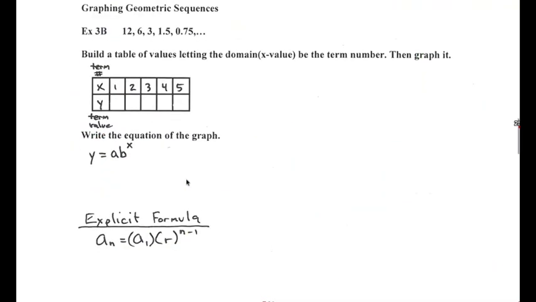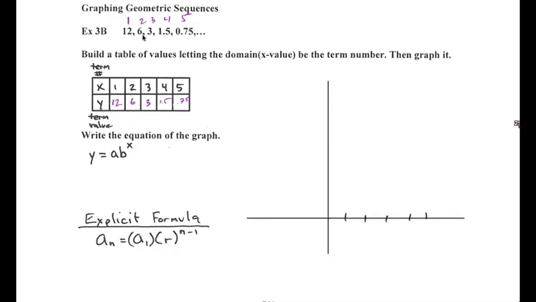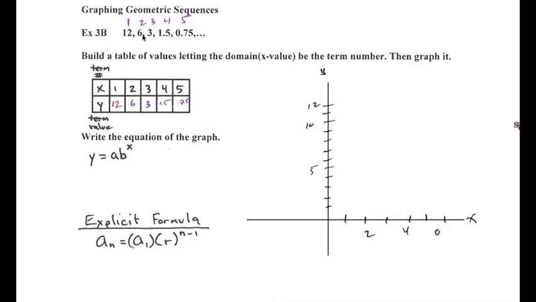Let's do another one real quick, now that we kind of get the concept. Here, this is our first term, second, third, fourth, fifth. We'll start with 12. Then we go 6, 3, 1.5, and 0.75. I'm going to graph it just real quickly. Let's plot these points. 1, 12, right there. 2, 6. 3, 3. 4, 1.5. 5, 0.75.